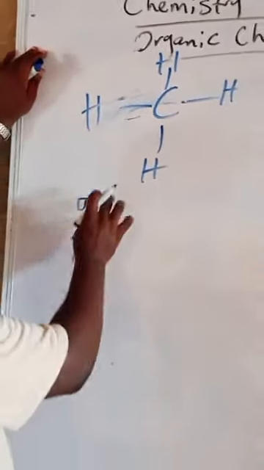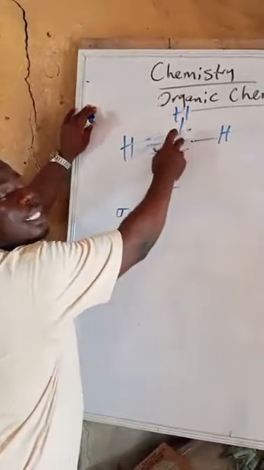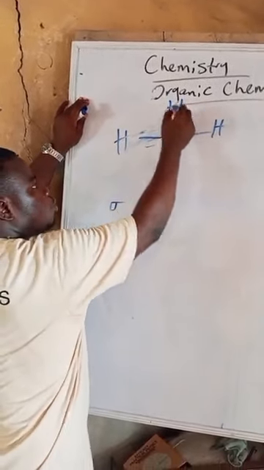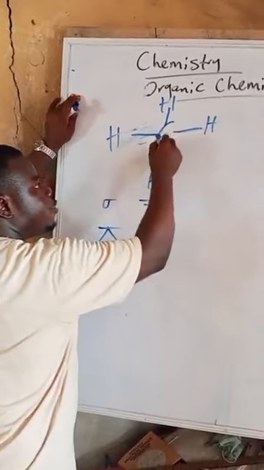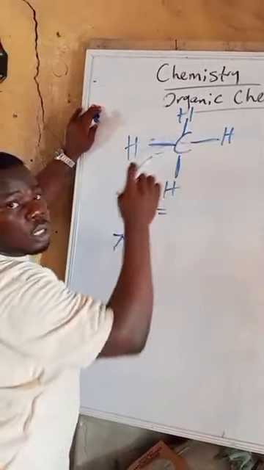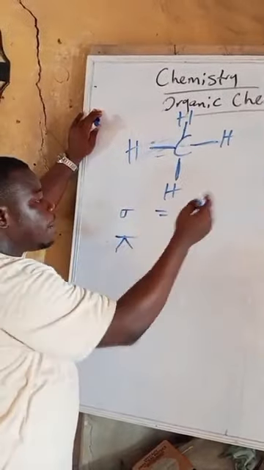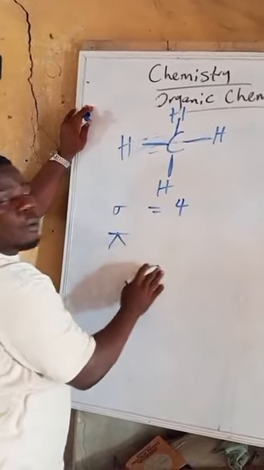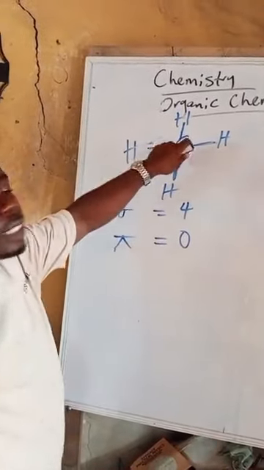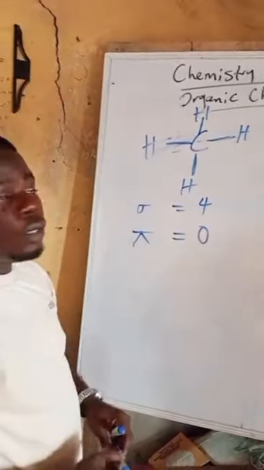Now, let's count the sigma bonds present in methane. So, 1, 2, 3, 4, because we said one of these bonds is equivalent to what? To a sigma bond. So therefore, there are 4 bonds here, and pi bonds is 0. So we have 4 sigma bonds, pi bonds is 0.